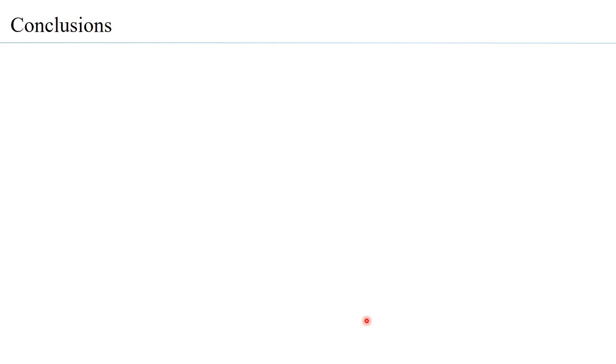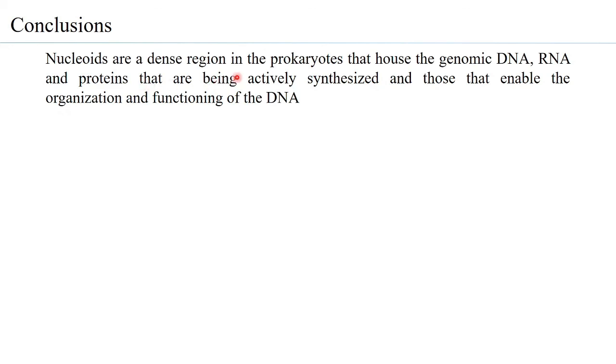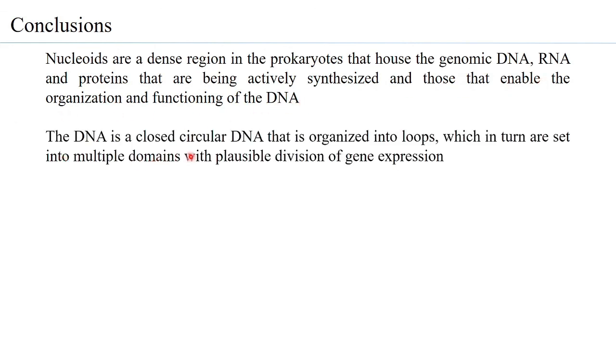So let us conclude with respect to nucleoids and extrachromosomal DNA. Nucleoids are a dense region in the prokaryotes that houses the genomic DNA, RNA, and proteins. These proteins are either actively being synthesized from the genomic DNA, or they are proteins that enable the organization and functioning of the DNA. That DNA is a closed circular DNA organized into loops as it has to fit into the small-sized bacteria, and which in turn are set into multiple domains with plausible division of functions.